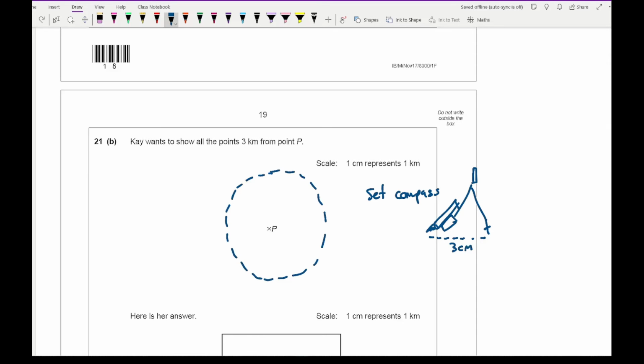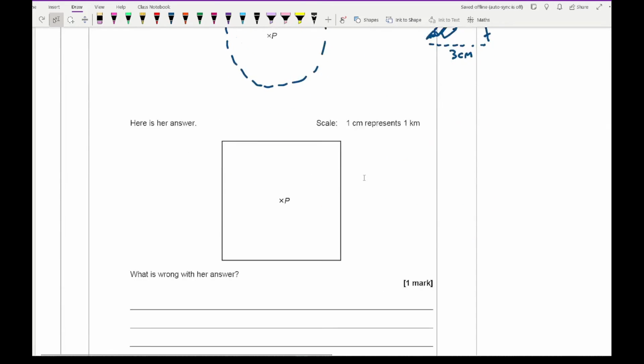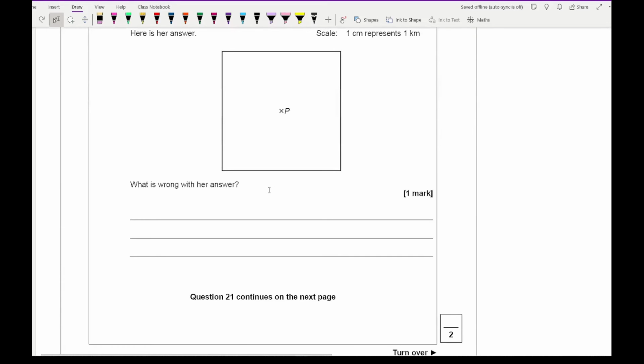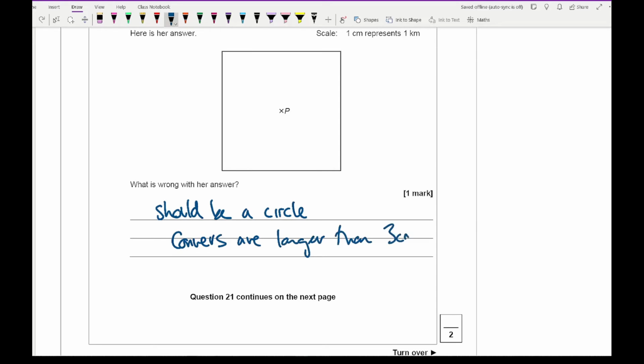Now, I've just noticed that this isn't the question. It says, here is our answer. What is wrong with the answer? And what we need to say is something along the lines of the fact that it should be a circle and that the corners are longer than 3 centimeters or 3 kilometers. Something along those lines would have been fine.